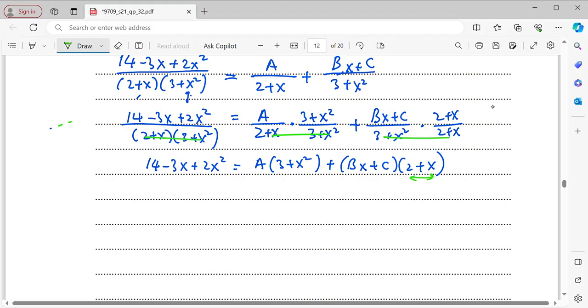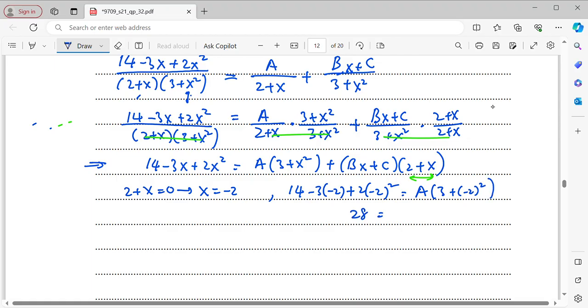So x plus 2 equals 0. That means x is minus 2. So you substitute this minus 2 into the whole equation in the previous step. Then I will be getting 14 minus 3 bracket negative 2 plus 2 bracket negative 2 squared, equals a bracket 3 plus negative 2 squared. Then the left hand side will be 28. Right hand side will be 7a. Therefore, a is 4.